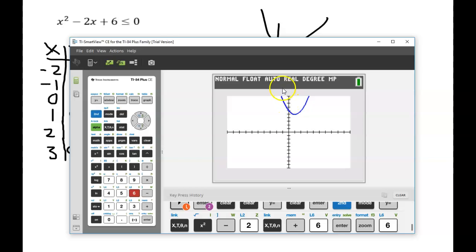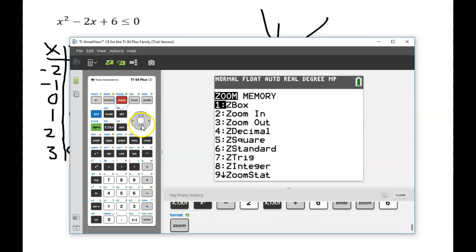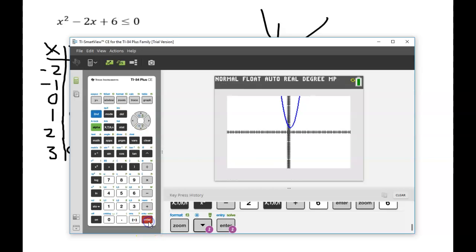And I can already see that it doesn't look like there's any part of this graph that's going to be below the x-axis, which is less than or equal to 0. And if I wanted to be a little bit more sure, I could go to zoom out. Let's do it from right there, and sure enough, it's just continually going up.